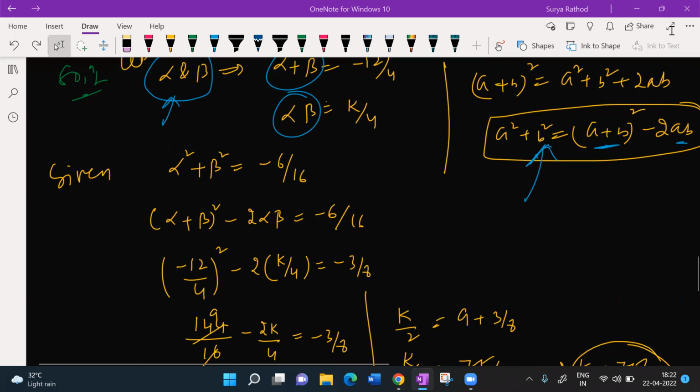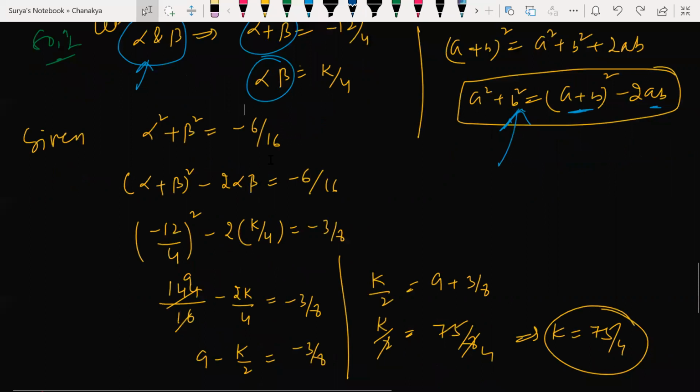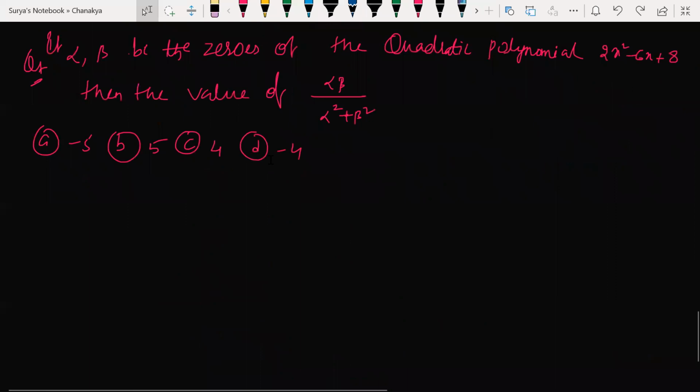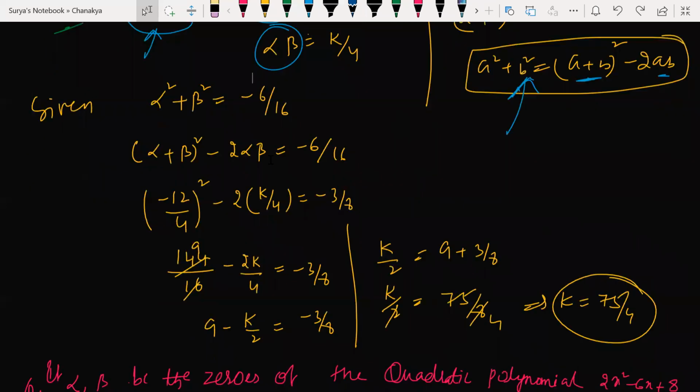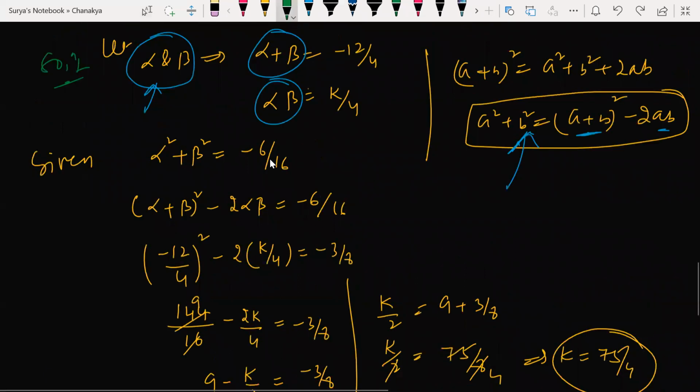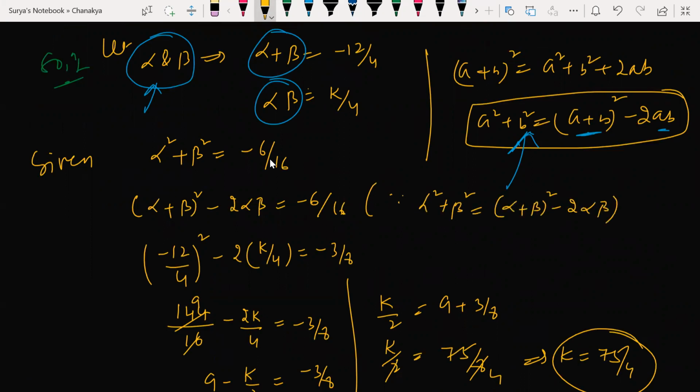Next question. Yes, Rayan, you were about to ask something. Sir, in the first step you wrote alpha square plus beta square is equal to minus 6 by 16. Then in the immediate step you took alpha plus beta whole square. In the exam, my sir cut the marks. How can we take like that? No. Look at this. In bracket, you write here: alpha square plus beta square can be written as alpha plus beta whole square minus 2 times alpha beta. You can write like this in bracket as a formula.